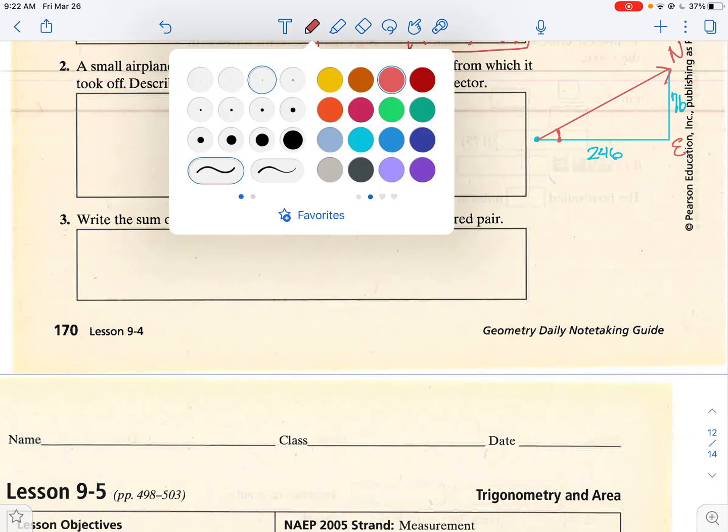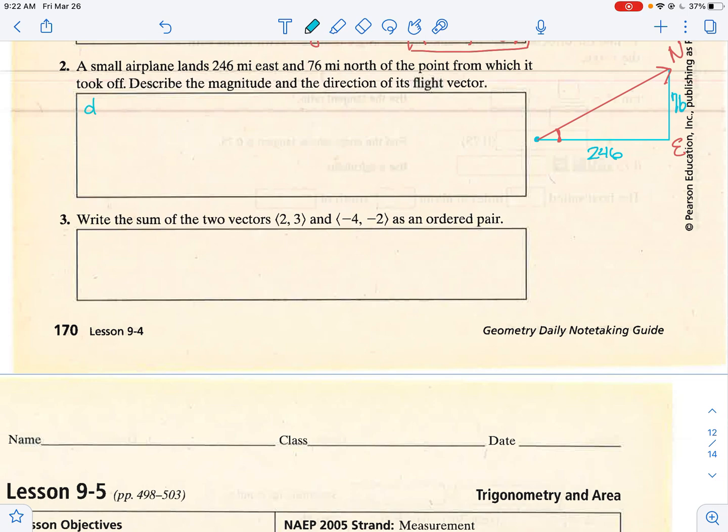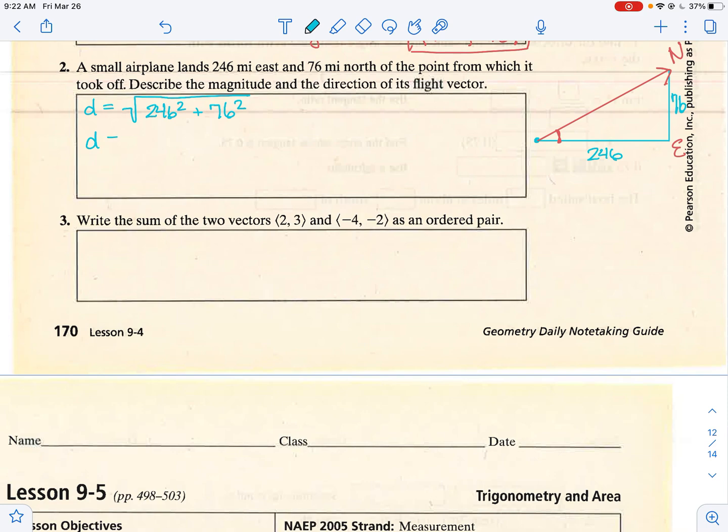So let's start by finding the distance. We can use the distance formula like we did earlier. So the square root of 246 squared plus 76 squared. And 246 squared plus 76 squared is 66,292. And the square root of that is about 257.47. Okay, so we found the distance, so the magnitude.